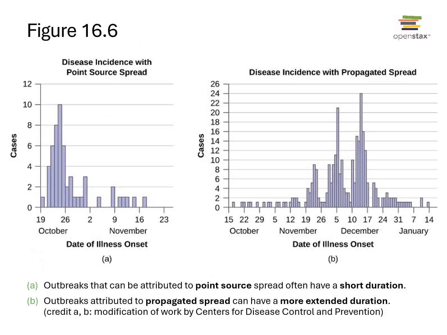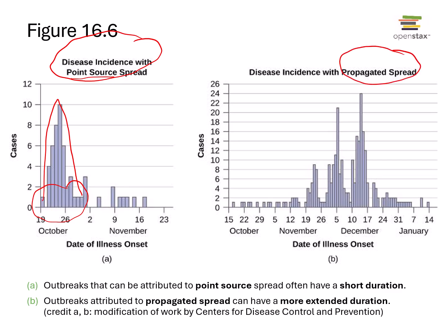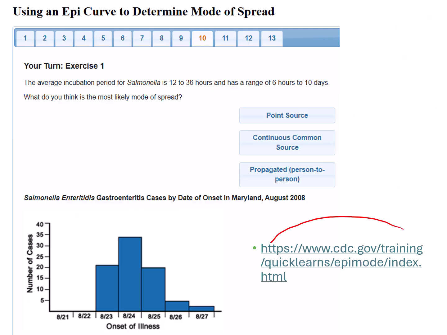On the left, the outbreak curve shows a point source exposure. It is short and sharp, so everyone is exposed at roughly the same time. In contrast, on the right, propagated spread shows multiple waves because each infected person can infect others. So the difference between these curves helps epidemiologists recognize what kind of outbreak they're dealing with. The CDC website also has training links you can explore on your own if you're interested. These are interactive modules that simulate real outbreak investigations.